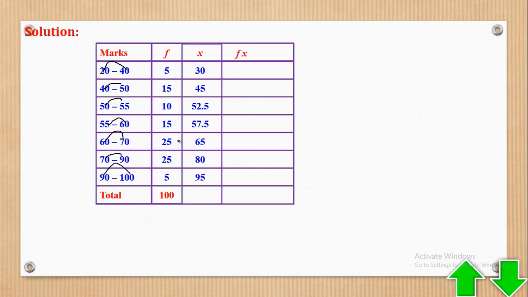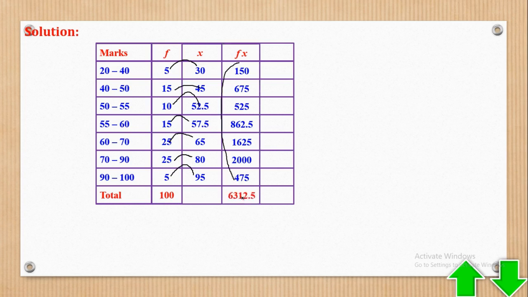The next is the column of fx. Fx means that you are going to multiply values of f with x. So this times this gives you that, and so on for each row. Then you have to add all these values to come up with a total, which is 6312.5.